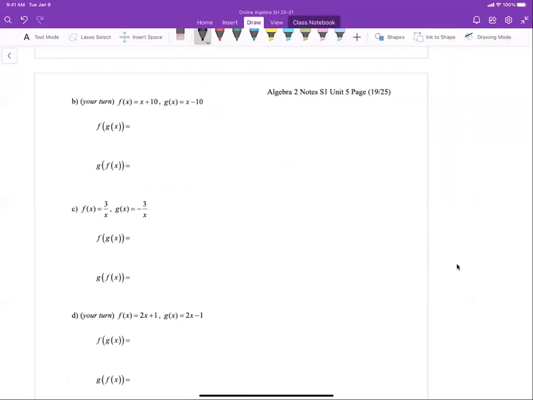Welcome back. I got to take this g of x and put it into this x here. And what do I get? I get x minus 10 and then plus 10. I get the answer x. All right, that one checks. Let's do the next one. I have to input f of x into this x, so I get x plus 10 and then minus 10, and that equals x. This checks. So I got x back when I took f of g of x and g of f of x, so the answer is yes.